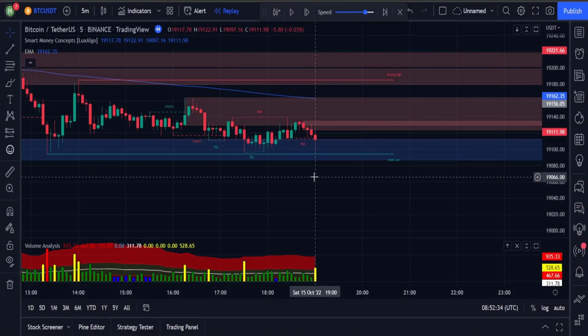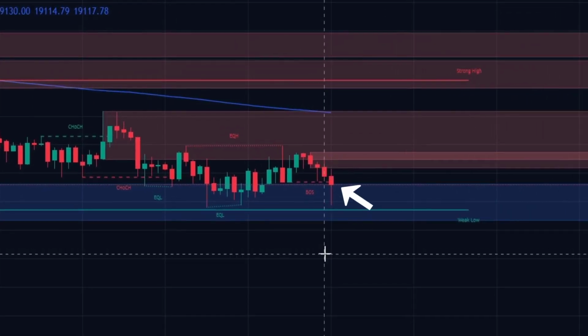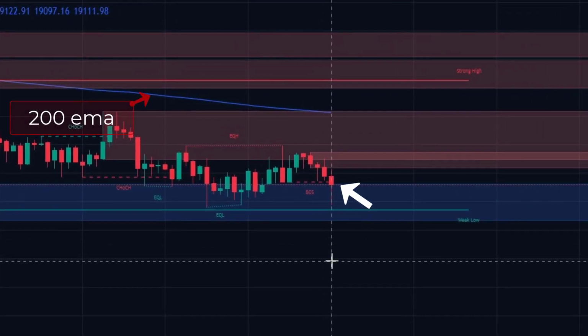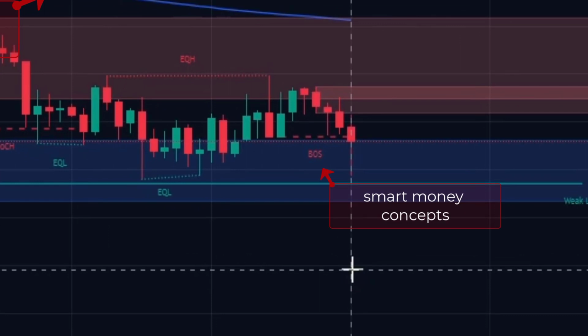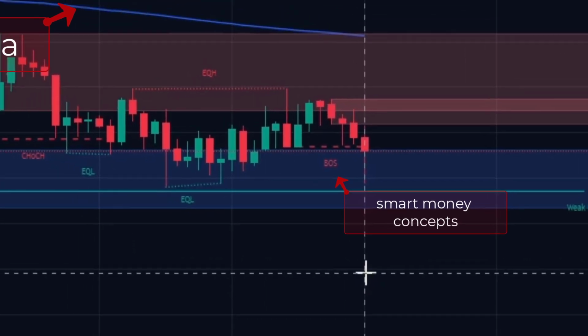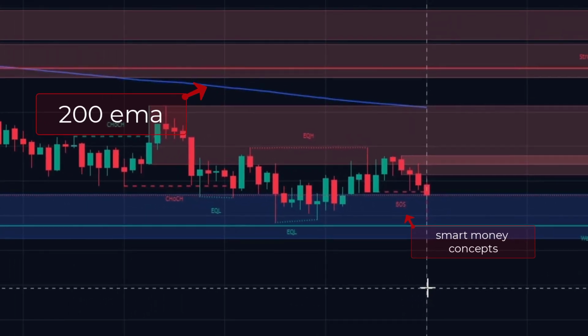Now, let's take a look at the conditions for entering a sell trade. First, the price action must be positioned below the 200 EMA, as this is a strong indication that the market is in a downtrend. Second, the bearish break of structure label must be printed on a chart, as we already know this happens when the price action is making a new lower low.